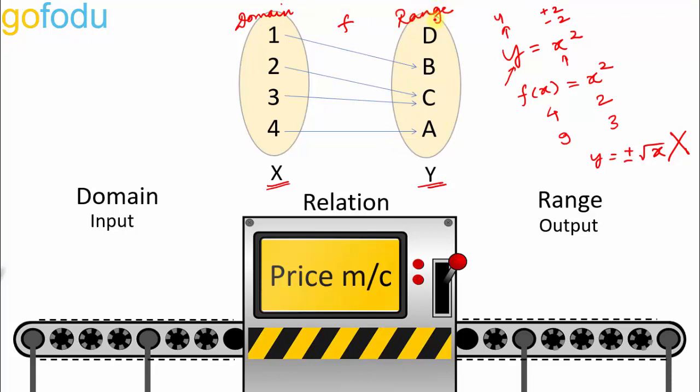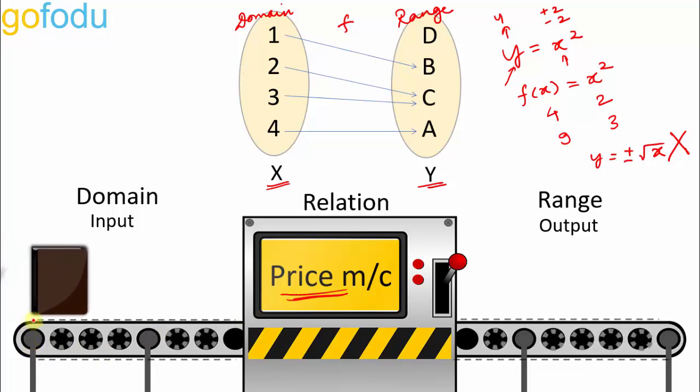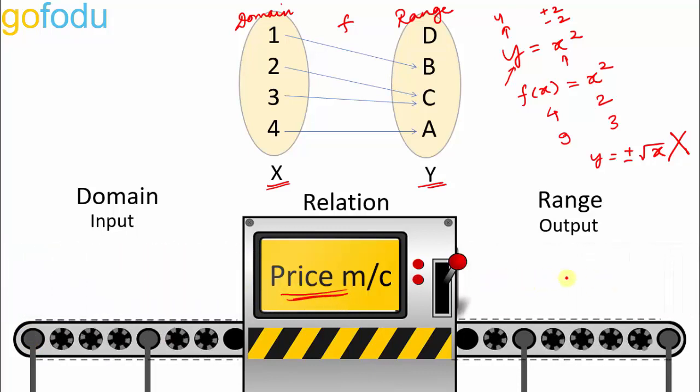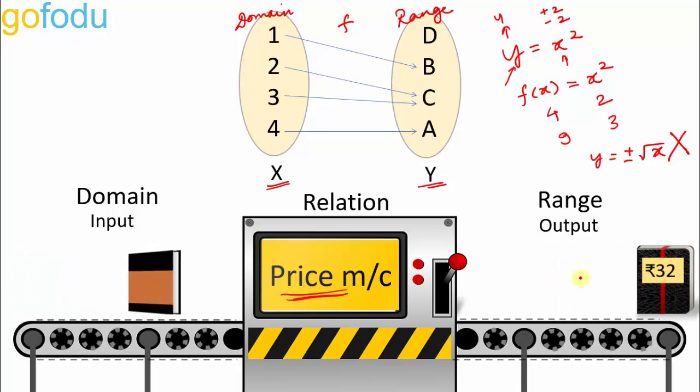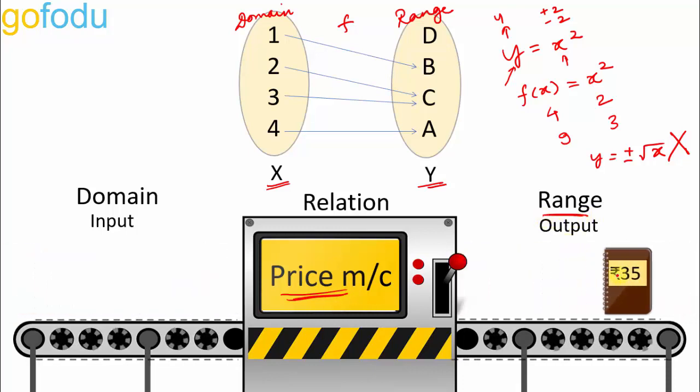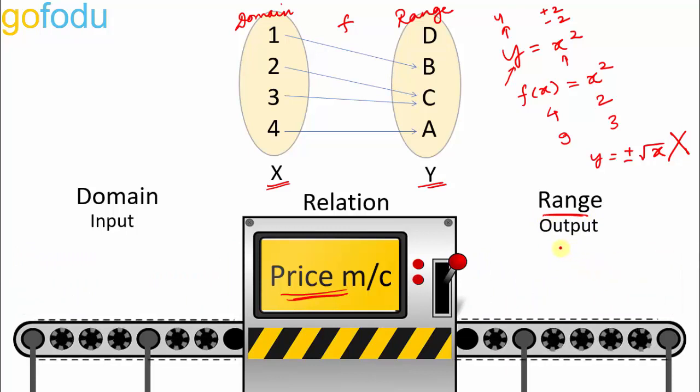For example, we have an unusual function, a price machine here. This is a machine that prints prices on different diaries. It gives prices of different diaries. Now all these diaries which are entering the machine are called the domain of this function, and all these diaries coming out, all these price tags, will constitute the range of this function. All these values, 35, 45, all these values are the range of this function.